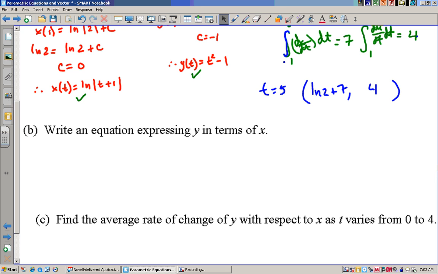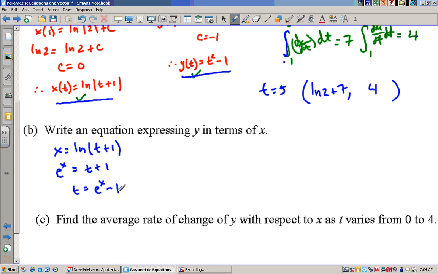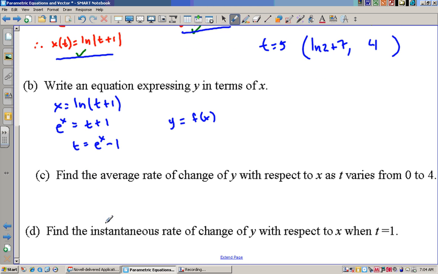Okay, once you did this difficult part, which is finding an x coordinate and a y coordinate for positions, let's write an equation expressing y in terms of x. So I'm going to help you with that. x equals natural log of t plus 1. Solve for t first. That means that e to the x will equal t plus 1, or in other words, t equals e to the x minus 1. Plug that in here. You should get your y in terms of x. And that's b.